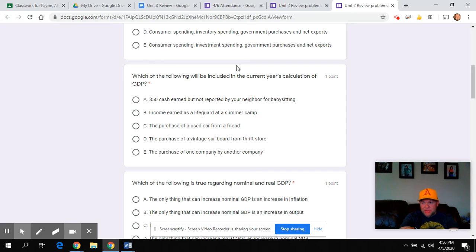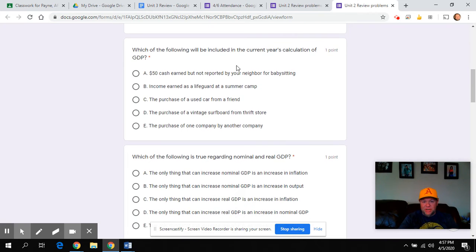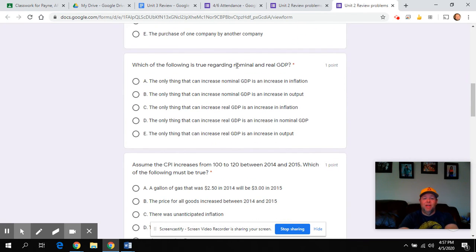It's business spending. The business is paying you for a service. And then the rest of these are not. Used cars cannot count. Vintage surfboard, so that means it's a used good. And the purchase of one company by another company. The company, in fact, was used. It had already been built. So none of those could count. It's just the income from lifeguarding.